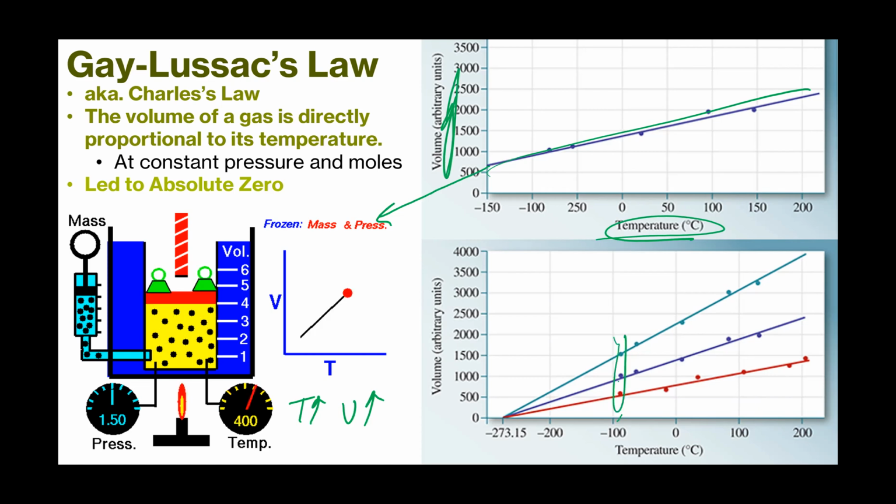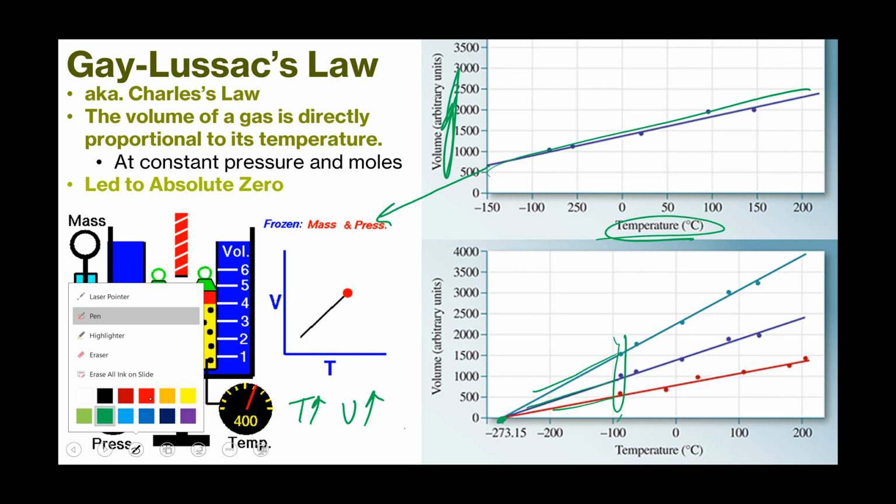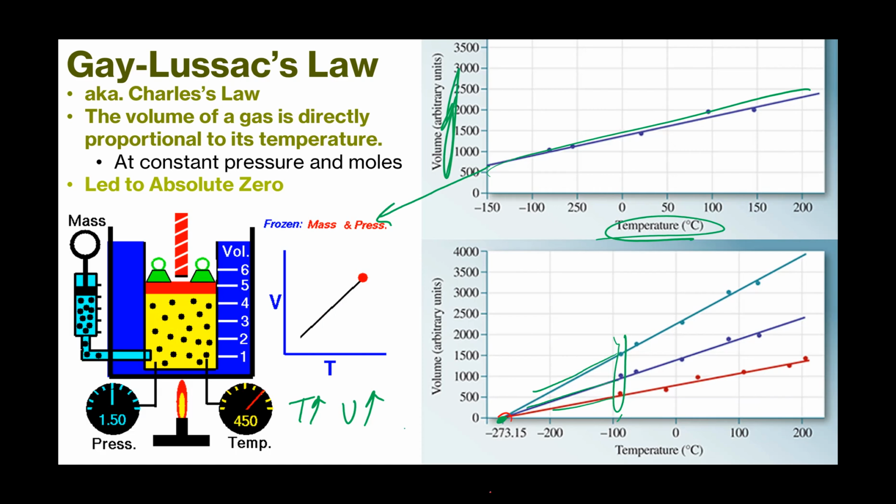But if you extrapolate these lines all the way back until they hit the x-axis, they all hit the x-axis at the same point, and the x-axis says negative 273.15. This is at 0 volume. So 0 volume is not really achievable, it's a physical thing, but what it tells us is 0 volume at negative 273.15 Celsius.